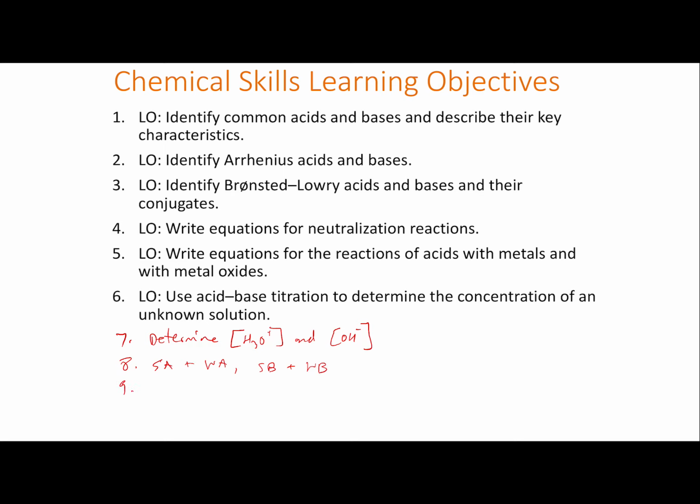Find concentration of H3O plus or OH minus using the Kw. So like if I give you one, find the other. Calculate pH or pOH from H plus or OH minus, and then backwards. So being able to do this front and back. So pH from H and also H from pH. And same goes for pOH and OH.